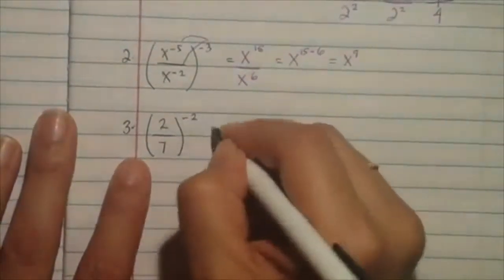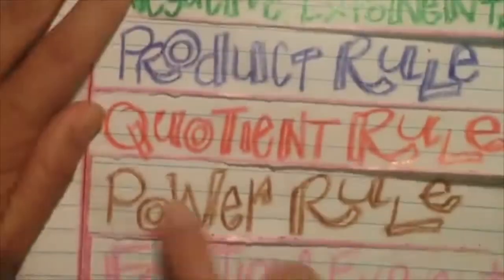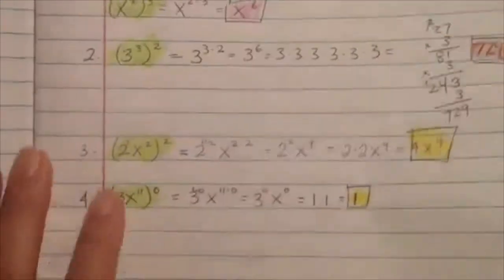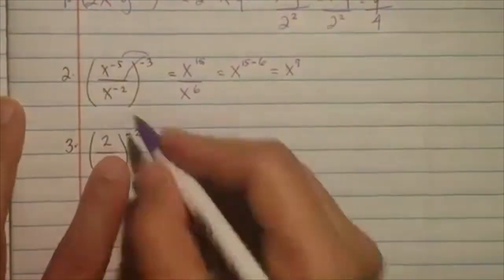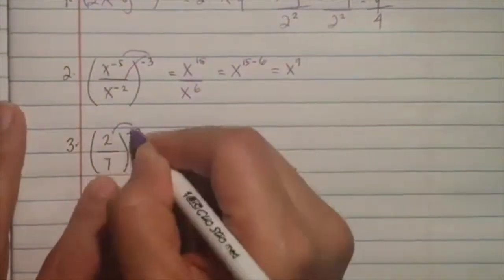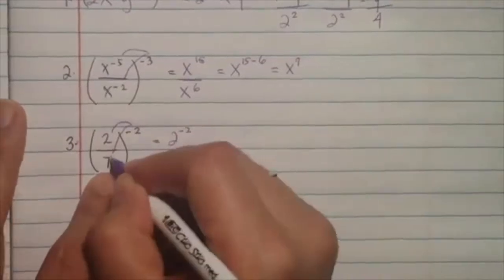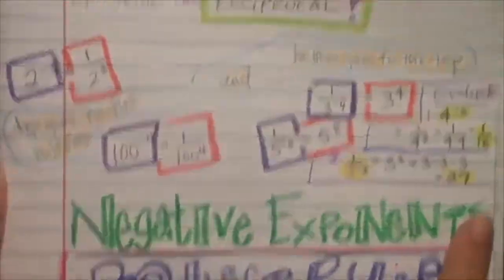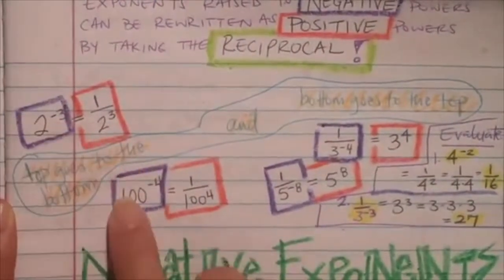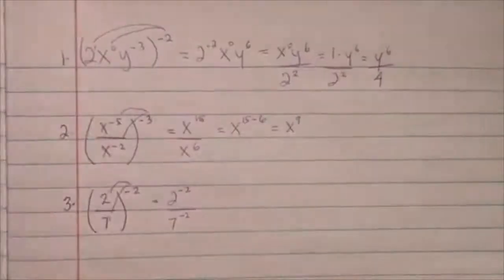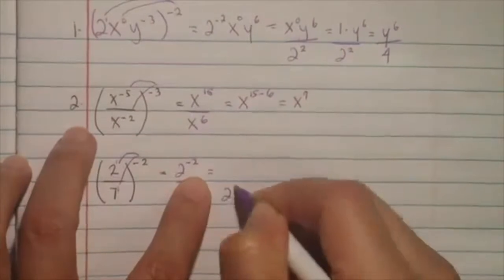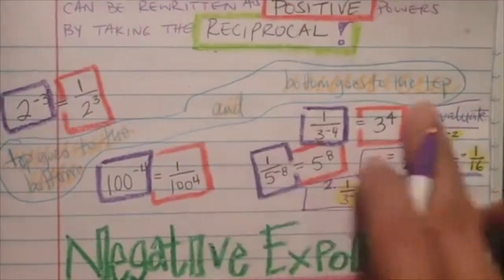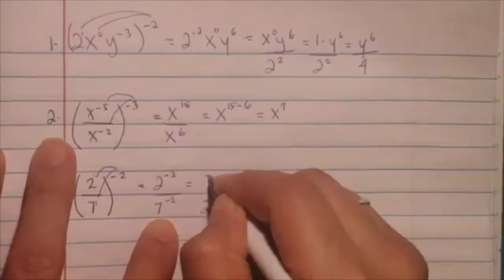2 over 7 to the negative 2. Again, power rule, it looks like this. You just multiply. And so let's go ahead and get in the house. So 2 to the negative 2 and 7 to the negative 2. Alright, now what do you notice? You see negatives, so negative exponents. Okay, so just take the reciprocal. Top goes to bottom, bottom goes to top. So top goes to bottom, so that's 2 squared, and then bottom goes to the top. So that's going to be 7 squared on the top.